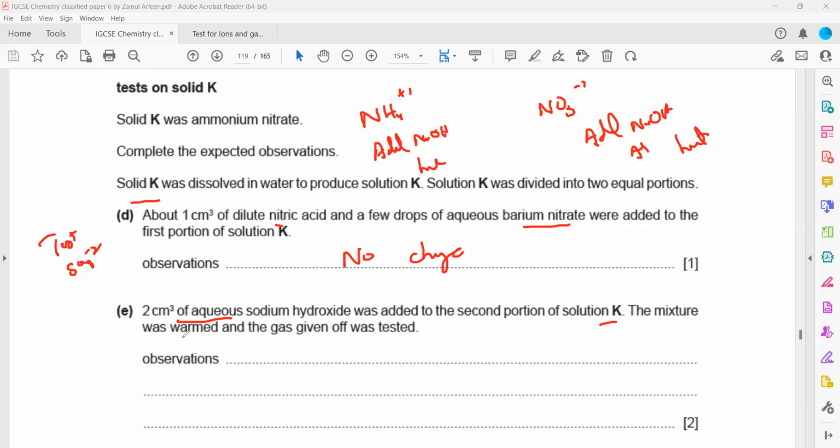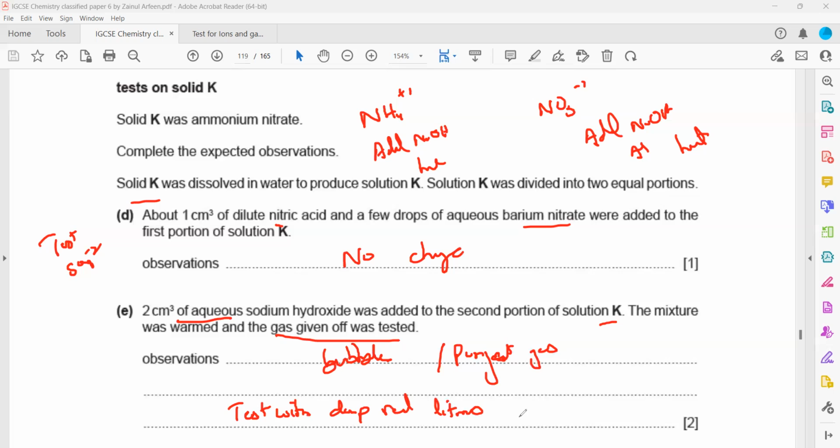2 cm cube of sodium hydroxide was added to a second portion of K. The mixture was warmed and the gas given off was tested. The observation is effervescence, bubbles. The gas given off is ammonia, a pungent gas. And how do we test it? You have to mention damp red litmus paper, and as a result, it will turn blue.